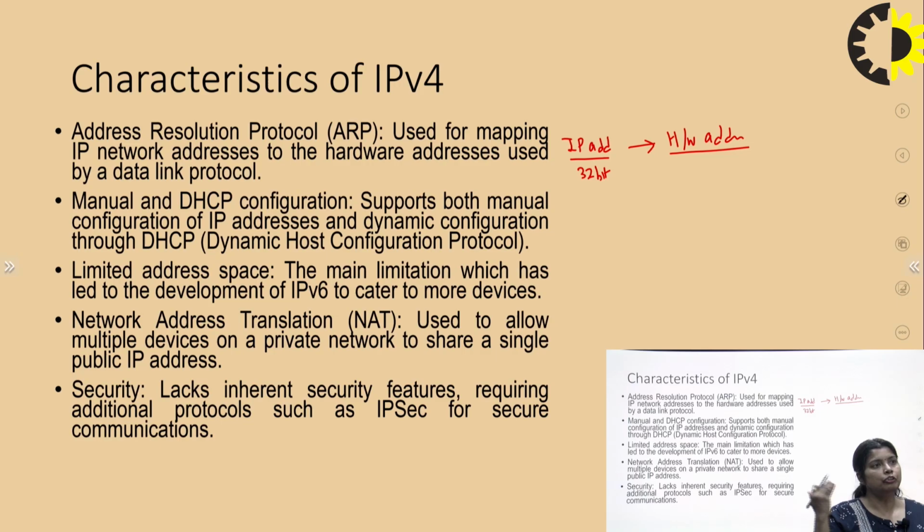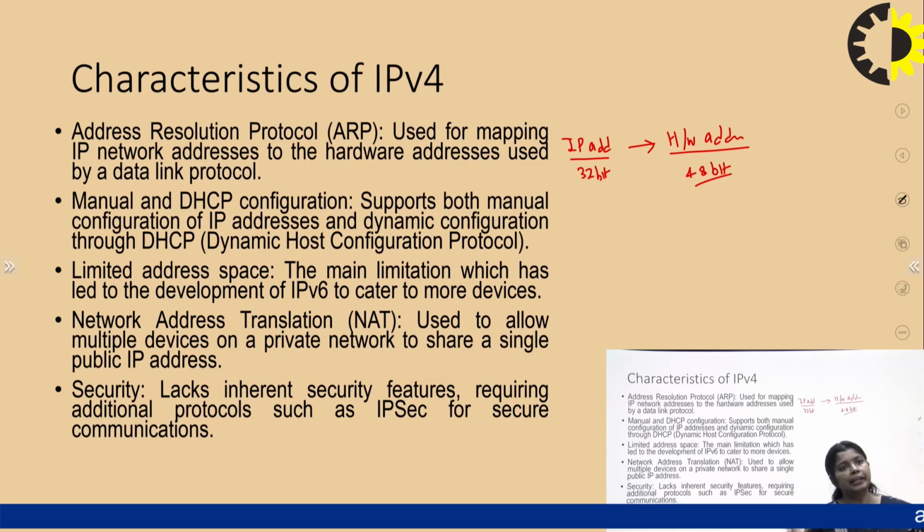Whenever you are in a hostel or an intranet, you are using this hardware address. The hardware address is a 48-bit unique address for that particular area or campus. So, it is also using the Address Resolution Protocol. ARP is used to map: if you know the IP address, you can easily get the hardware or physical address. Now, in IP version 4, DHCP is used.